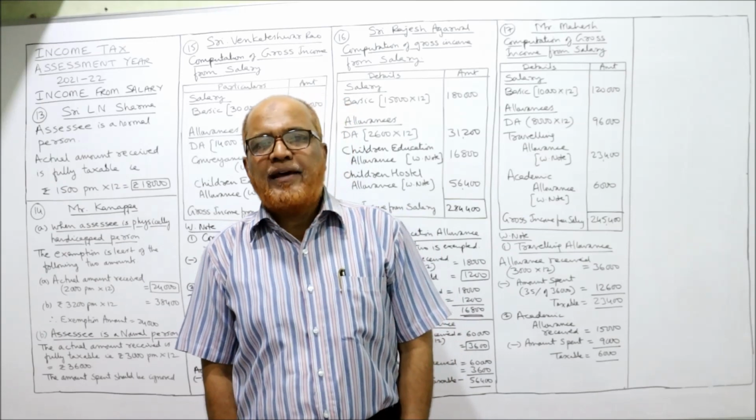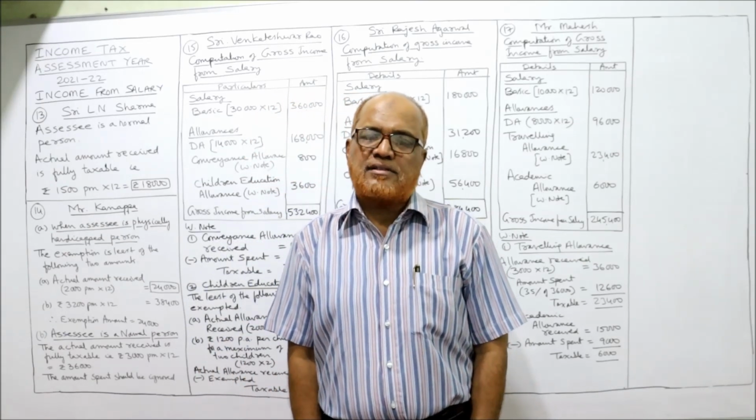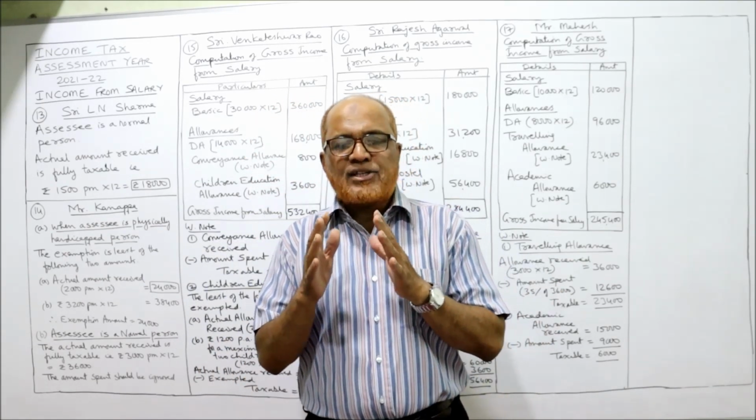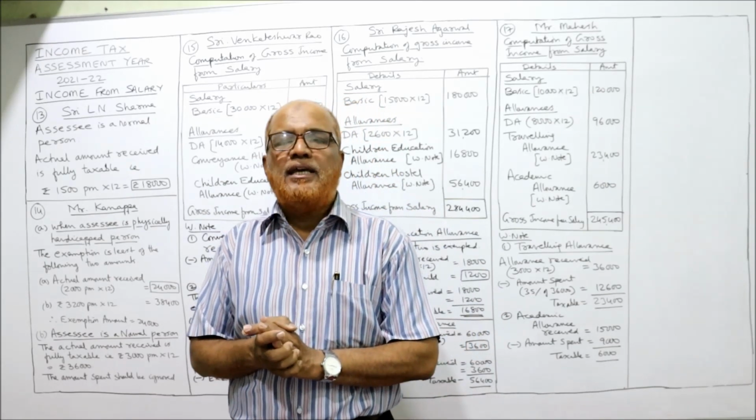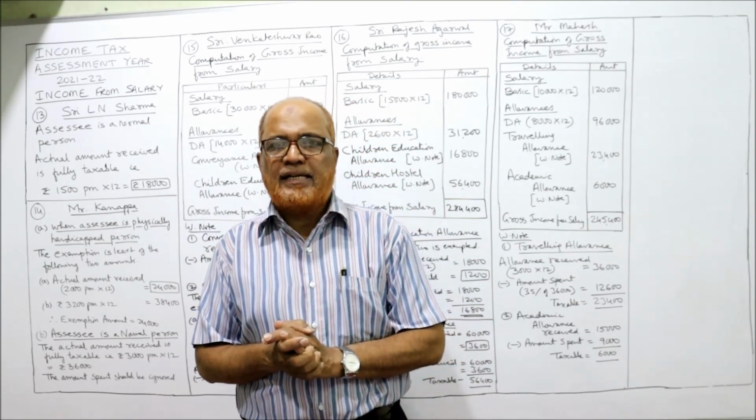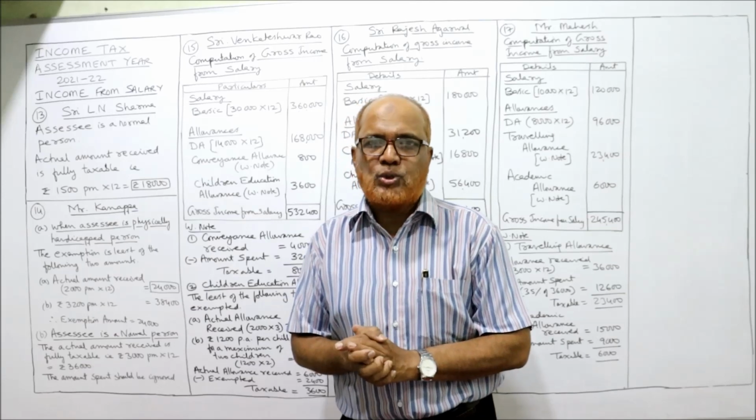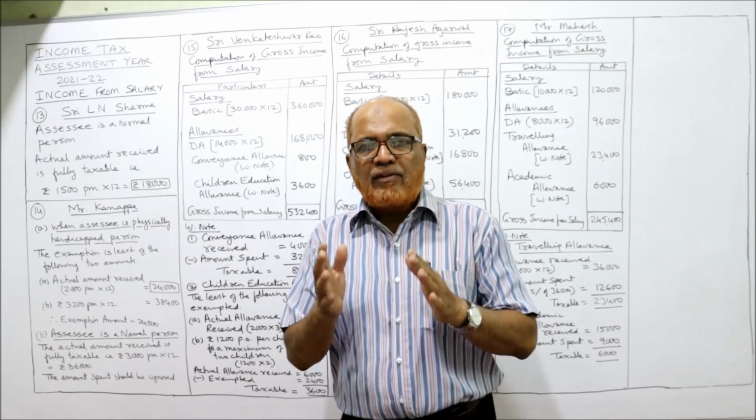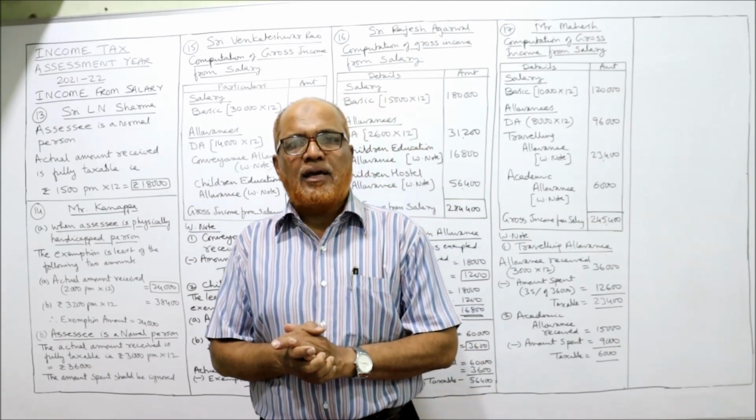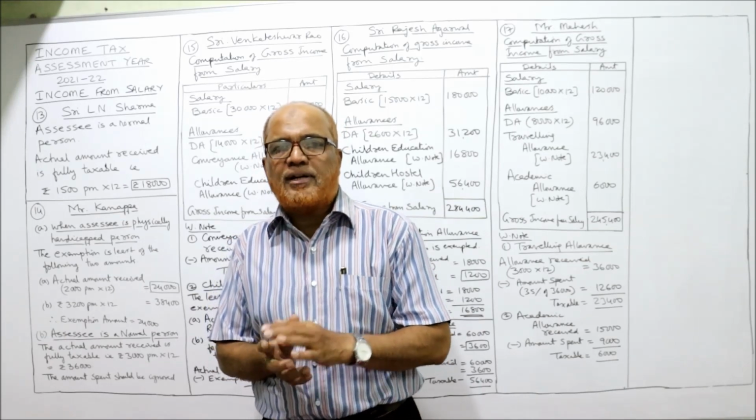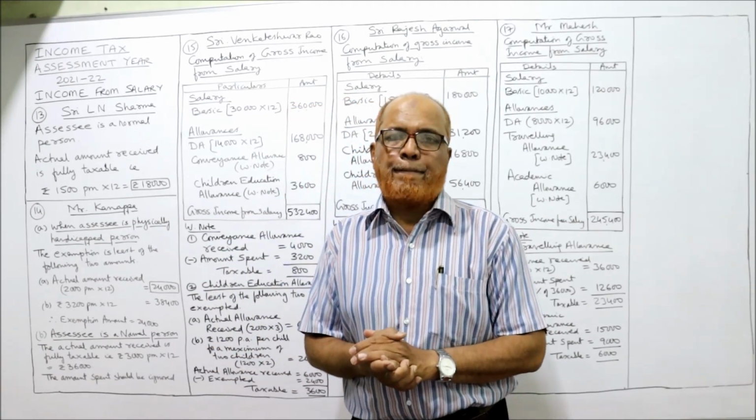Last video I explained all the other allowances. First of all, we did the problems on EA, entertainment allowance deduction under section 16(2). Then we did the problems on HRA, house rent allowance exemption under section 10(13A).